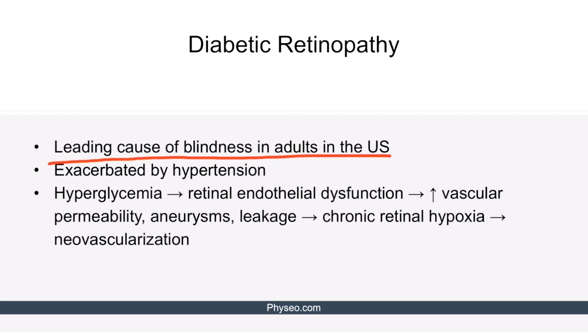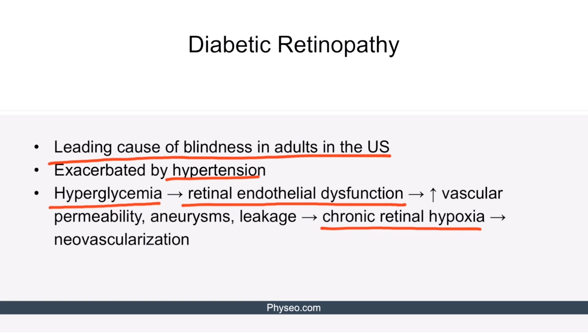Just like other microvascular complications, it is also a direct effect of hyperglycemia and exacerbated by hypertension. Chronic hyperglycemia is directly toxic to retinal endothelial cells, causing increased vascular permeability, aneurysms, and leakage. All this leads to chronic retinal hypoxia.